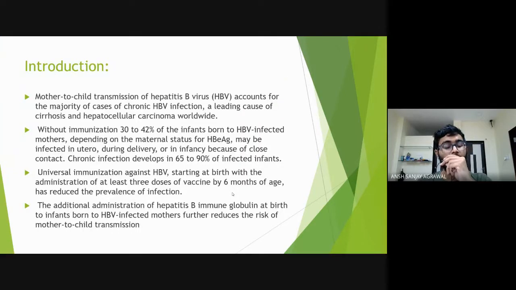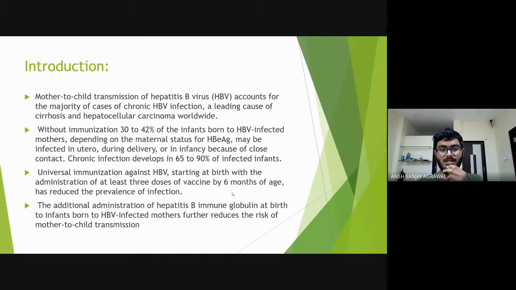So, moving on to the introduction. Mother-to-child transmission of hepatitis B virus accounts for the majority of cases of chronic HBV infection and is a leading cause of cirrhosis and hepatocellular carcinoma worldwide. Without immunization, 30 to 42% of infants born to HBV-infected mothers can develop the infection, and of these, chronic infection develops in 65 to 90% of infected infants.